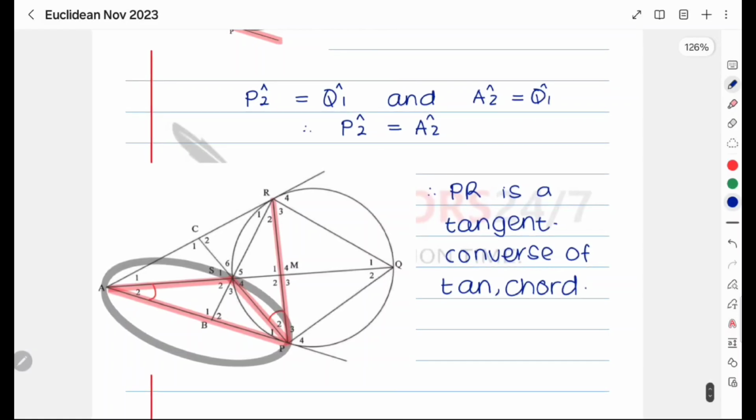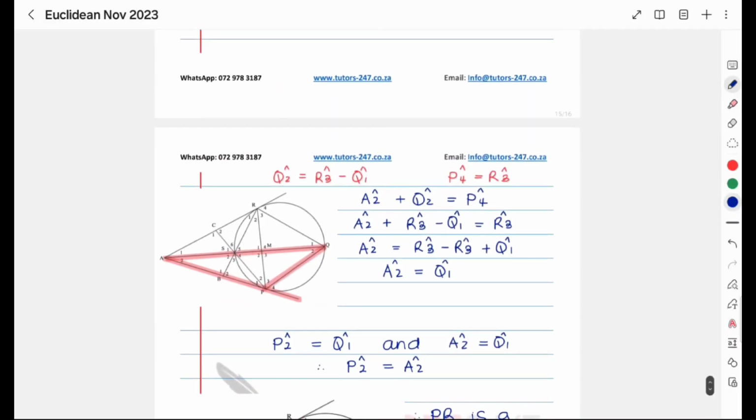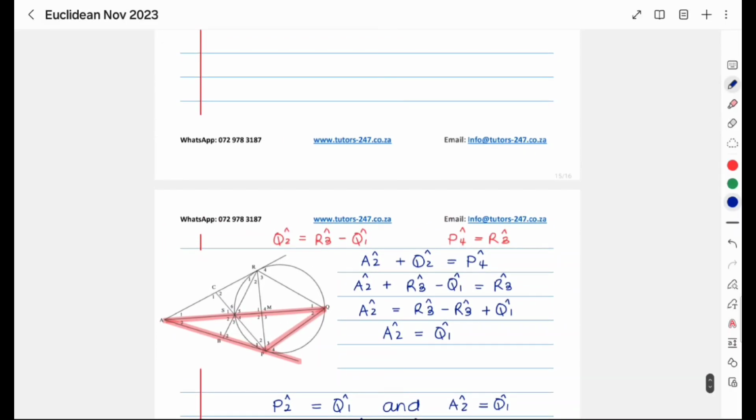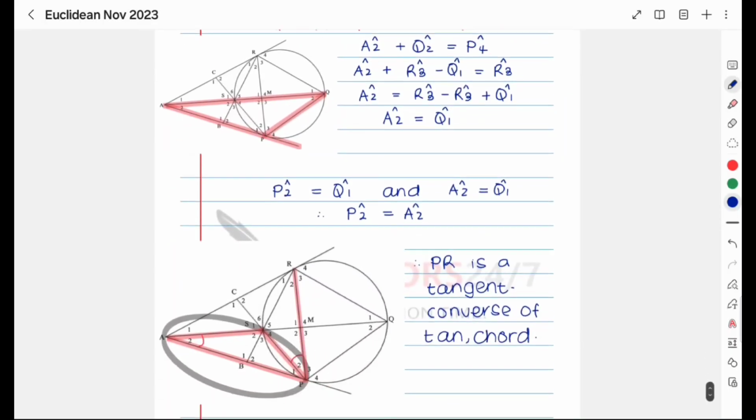And that is it. All we needed to do to prove that PR is a tangent is to use the converse of the tan chord theorem. We identified what P2 is equal to on its own, we identified what A2 was equal to on its own, and then connected them. If you felt like using the names of the angles was difficult, I would recommend using variables like x, y, and z. We could have made one of the angles equal to x and the other equal to y, for example, and then try to solve from there. So this is the November 2023 Euclidean geometry section.